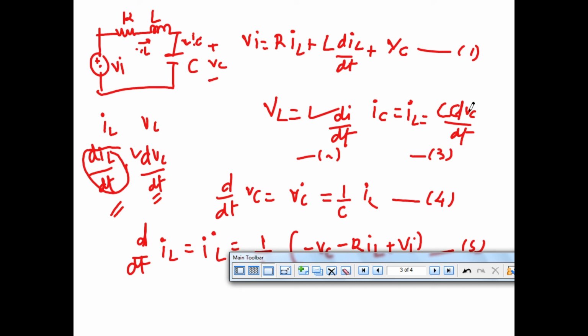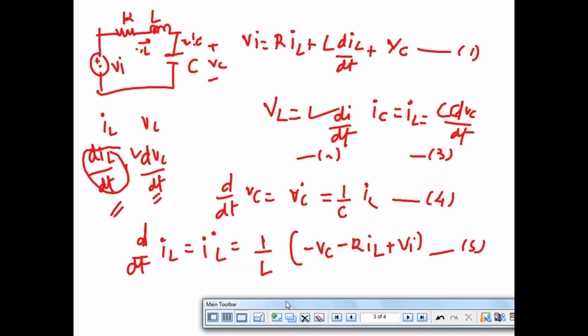So I will take this third equation first and make dVc by dt the subject. It will be 1 upon C into IL, since C will go to the other side. So d by dt of Vc, that is Vc dot, is 1 upon C into IL. Next we take equation number 1 and make the term L dIL by dt the subject. The two terms go to the left hand side as minus terms, and we divide by L. So the equation will become 1 upon L Vi minus Vc.